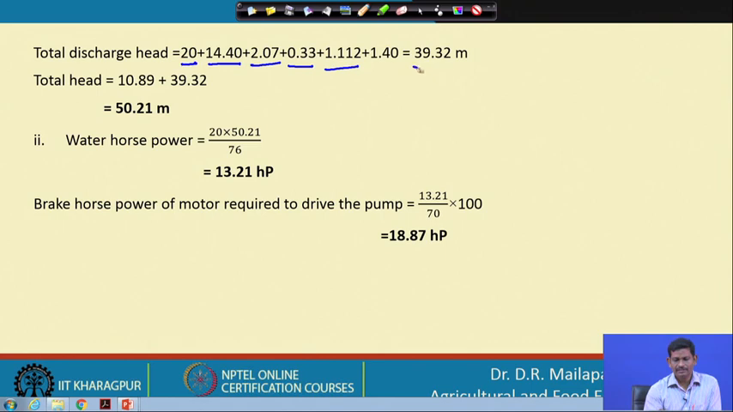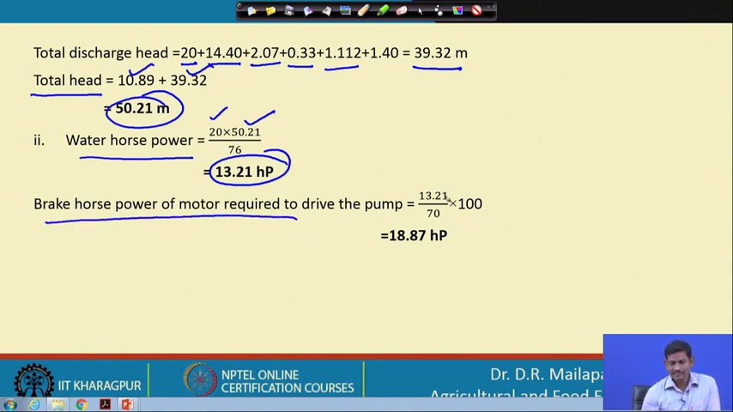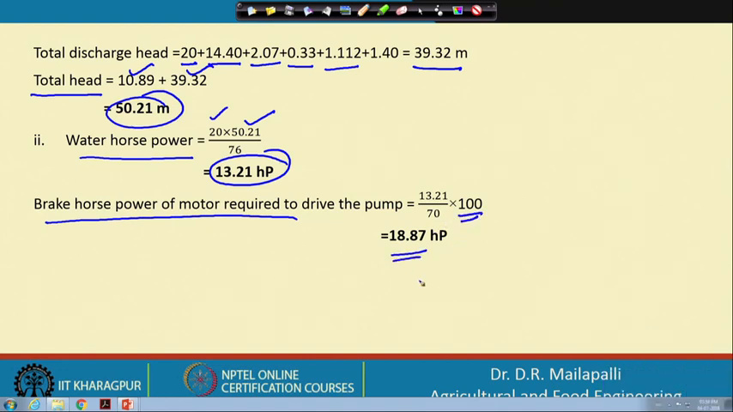Okay. So, all together it will be 39.32. So, total head will be, this is the suction side and discharge side, and total will be 50.21 meter, and water horsepower is equal to this head and discharge divided by 76, which will be 13.21 HP, and brake horsepower of the motor required will be 13.21 divided by 70 into 100, that will be 18.87 HP, the brake horsepower.